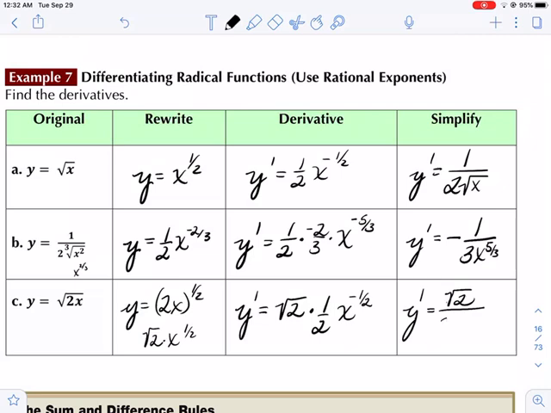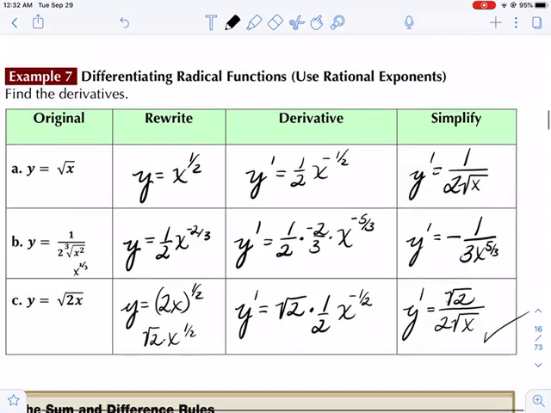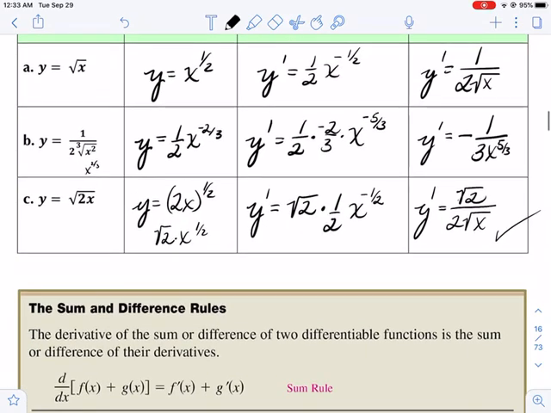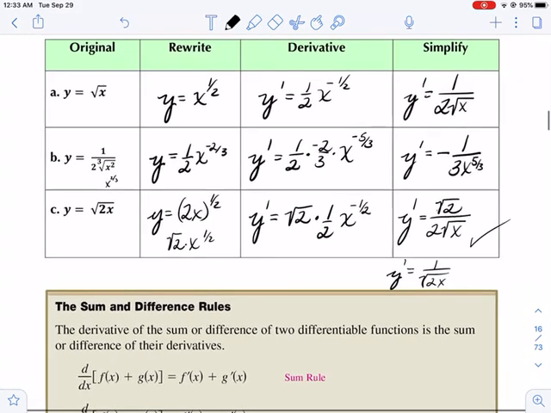I think I want to simplify this differently, though. Root 2 over 2 square roots of x, but I could write it a little bit differently. I kind of like it like that, though. We'll leave it. Alternatively, I could have written it like this. Y prime is equal to 1 over the square root of 2x if I wanted to. But you have your choices there.